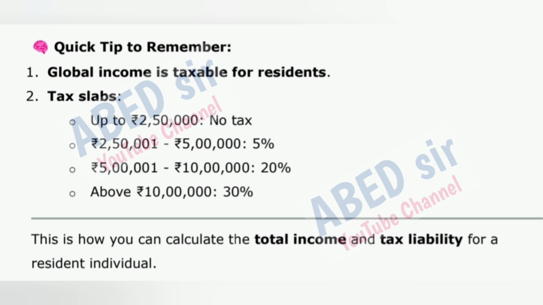1. Global income is taxable for residents. 2. Tax slabs. Up to 2,50,000 rupees, no tax. 2,50,001 rupees to 5 lakhs rupees, 5%. 5 lakhs and 1 rupee to 10 lakhs rupees, 20%. Above 10 lakhs rupees, 30%. This is how you can calculate the total income and tax liability for a resident individual.